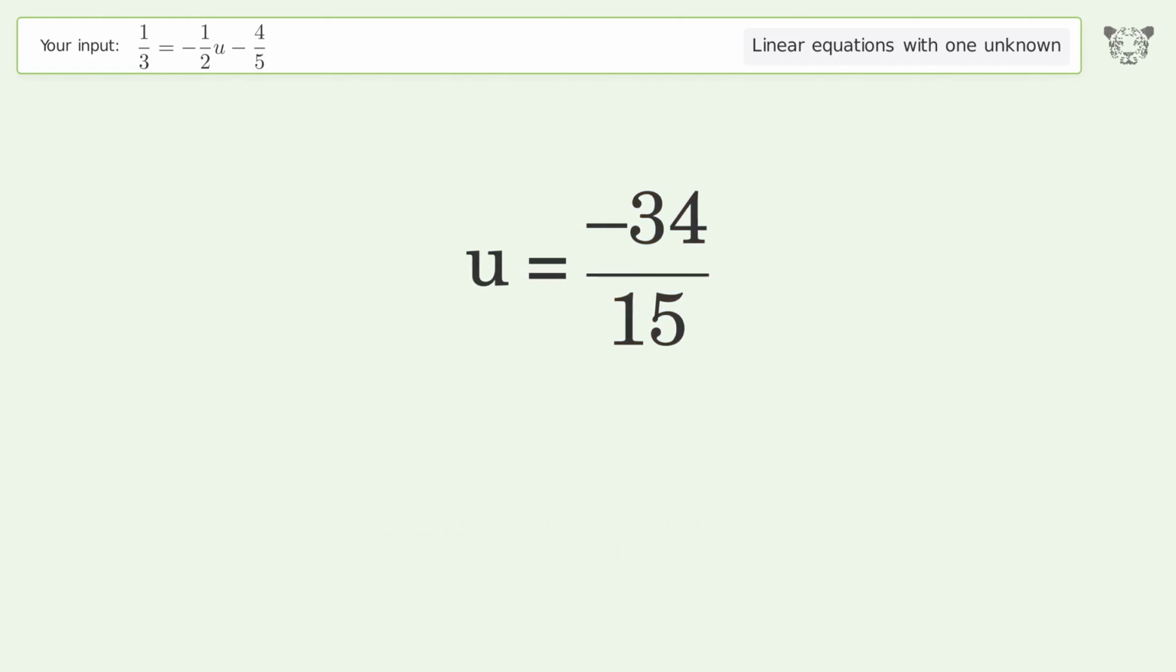And so the final result is u equals negative 34/15.